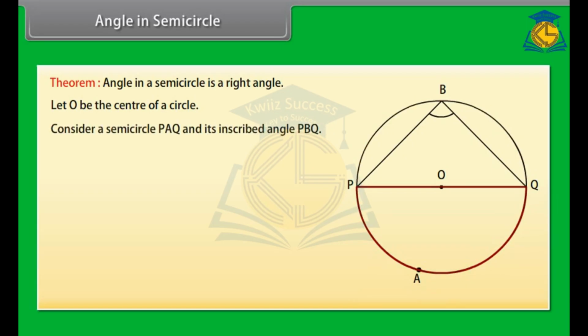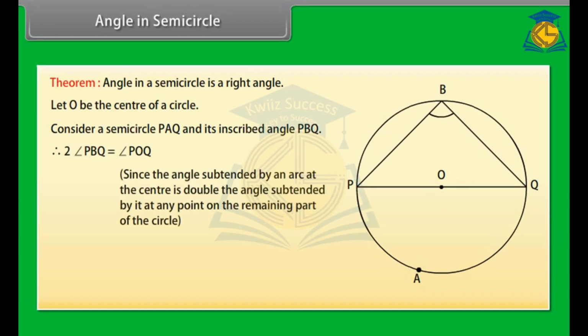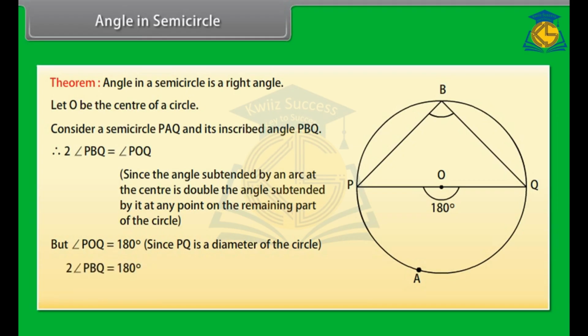Consider a semicircle PAQ and its inscribed angle PBQ. Therefore, 2 angle PBQ is equal to angle POQ, because we know that the angle subtended by an arc at the center is double the angle subtended by it at any point on the remaining part of the circle. But angle POQ is 180 degrees because PQ is the diameter of the circle. 2 angle PBQ is equal to 180 degrees. Therefore, angle PBQ is 90 degrees.